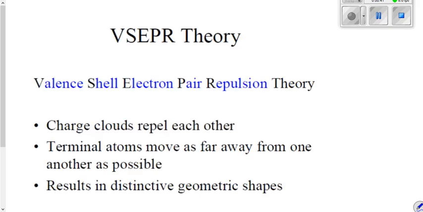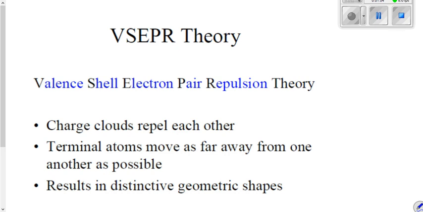VSEPR theory stands for valence shell electron pair repulsion theory. In the valence shell, which is the outermost shell of an atom, we have electrons that are available for bonding. Electrons that are individual electrons are available to make a bond. Paired electrons typically are not available to make a bond.